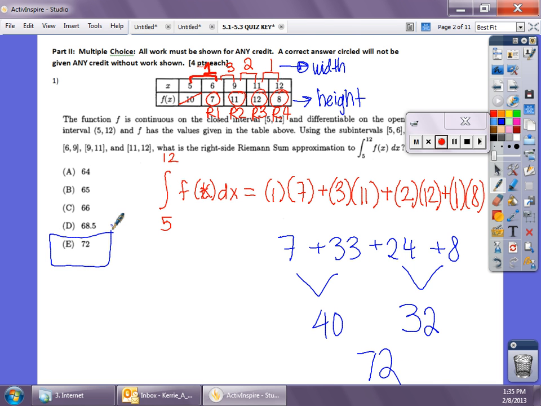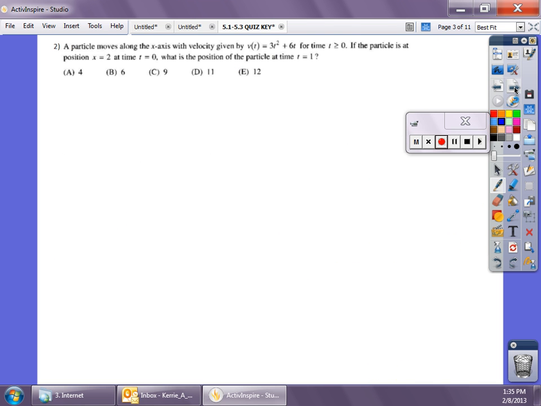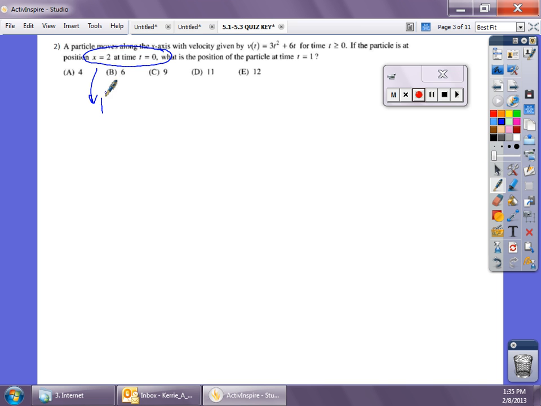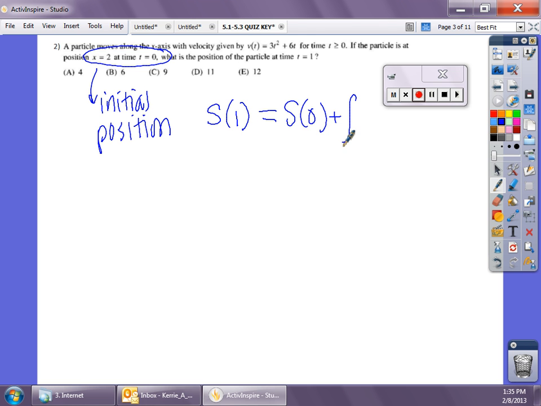So that's number 1. Number 2, a particle moves with the velocity. If the particle is at, so this is some type of initial, and in this case it said it's a position. What is the position of the particle at time equal to 1? So to find the position of the particle at time equal to 1, I would need an initial position plus the integral from the initial to where we want to find it of v of t dt.